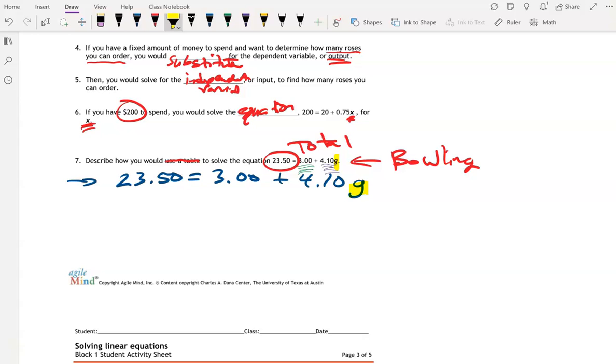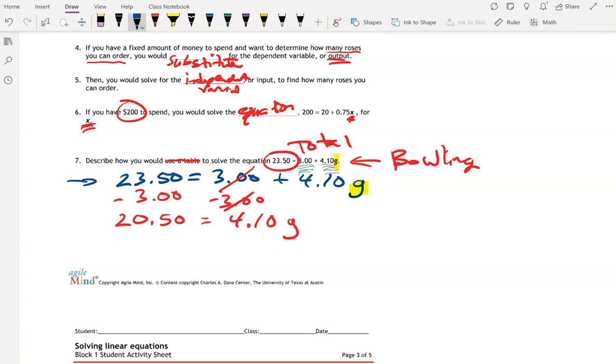So first things first, working backwards through the order of operations, we're going to subtract the cost of the shoe rental, because that has nothing to do with how many games we bowled, but it does have to do with the total. We can eliminate that first. $3 minus $3 is 0, and $23.50 minus $3 is $20.50. $20.50 equals $4.10 for each game, multiplied by each game.